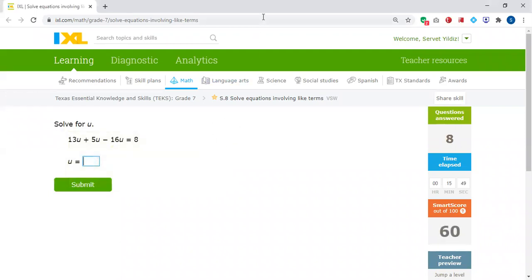All right, let's look at this. So we have 13u, 5u, and 16u. All the variables are the same. All of them are u. So we are going to combine the like terms. Let's have a bracket here, and then we are going to put u out. So I have 13, plus 5, and minus 16 here. Don't forget the minus here. It is equal to 8.